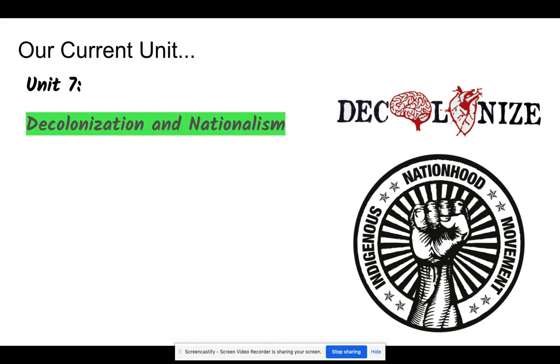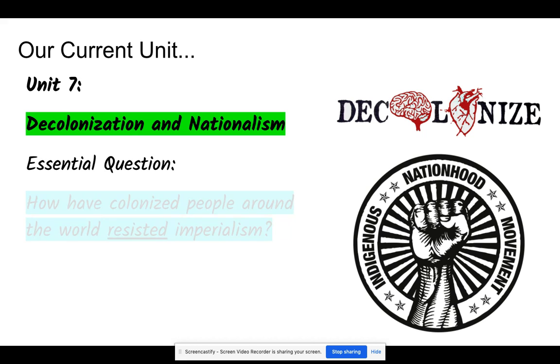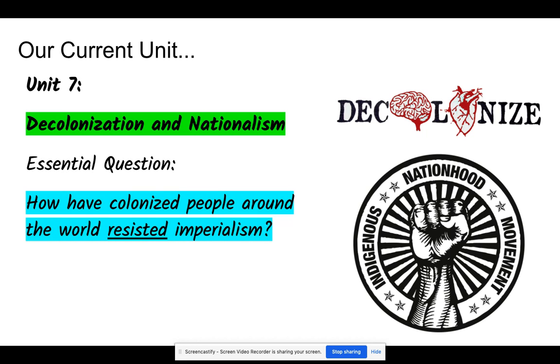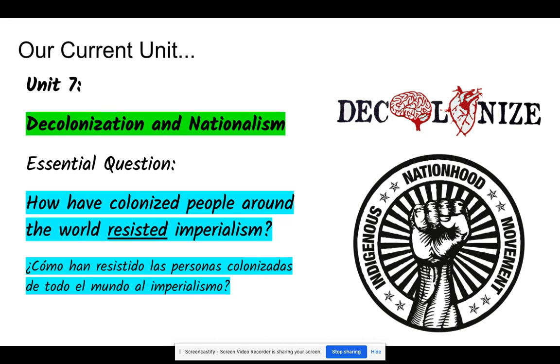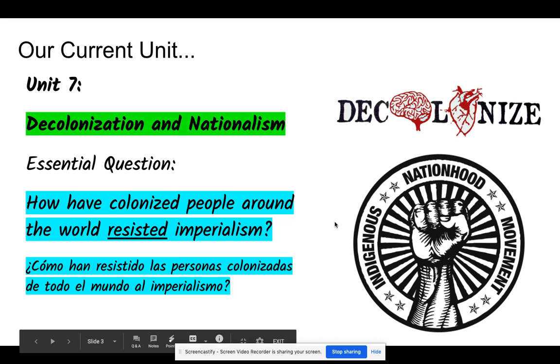All right, so our current unit. We're in Unit 7, Decolonization and Nationalism. And the question that we're going to be thinking about this entire unit is how have colonized people around the world resisted imperialism? I even added it in Spanish right under just in case. But the question is how have colonized people around the world resisted imperialism?